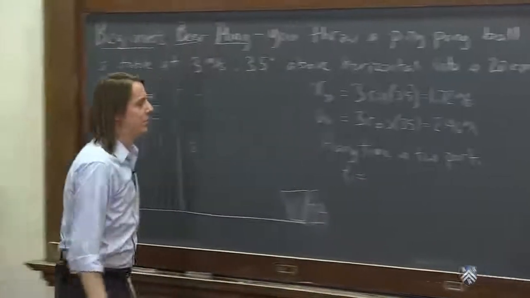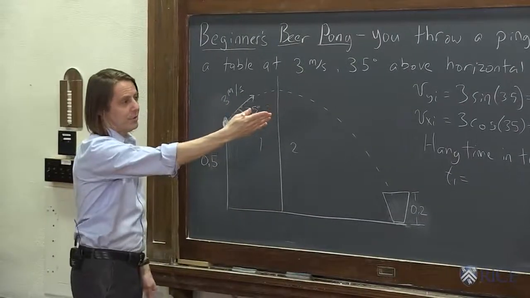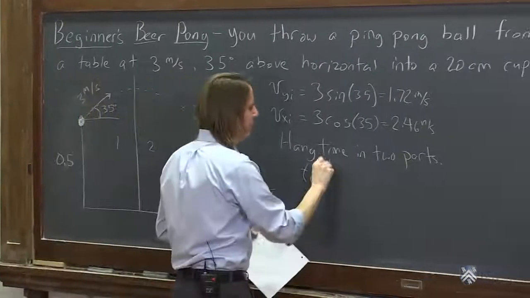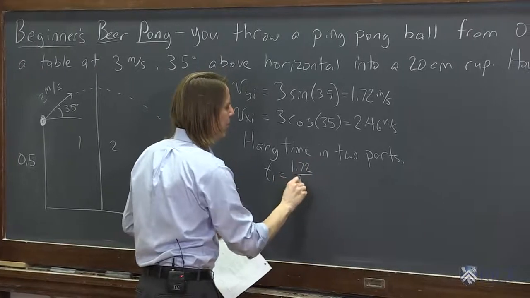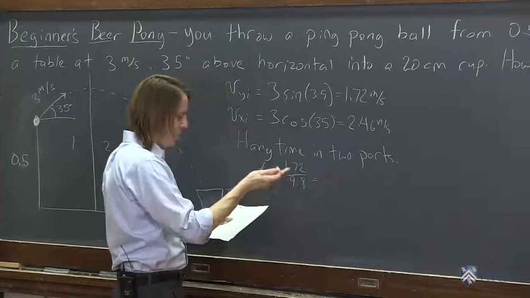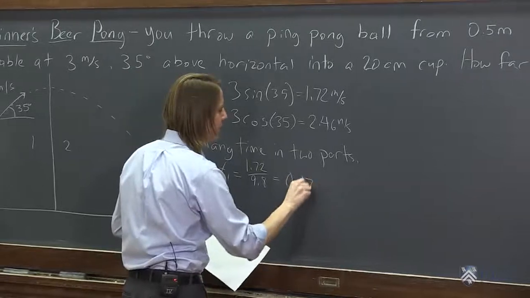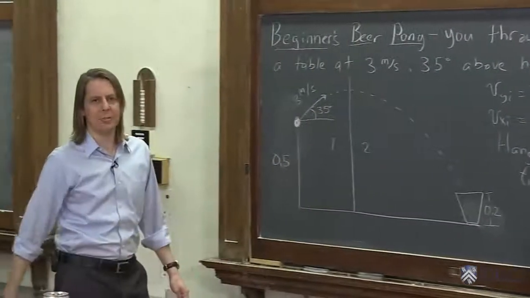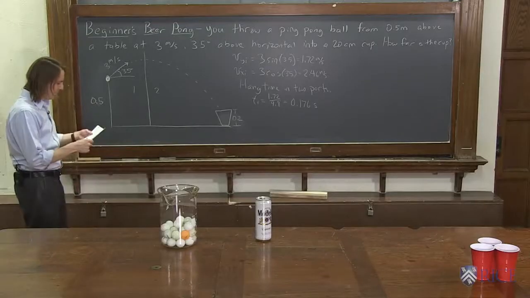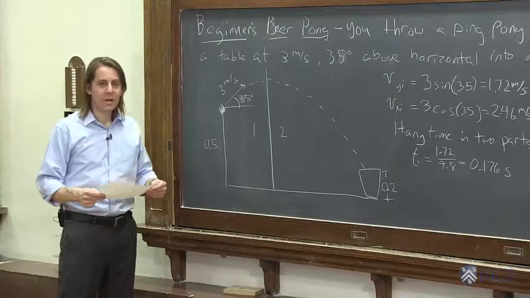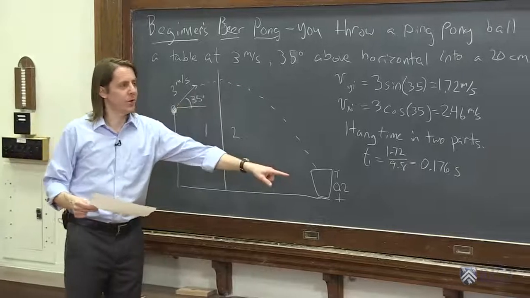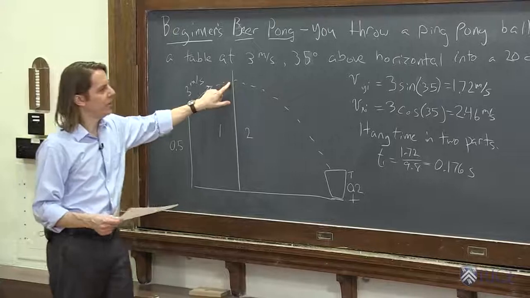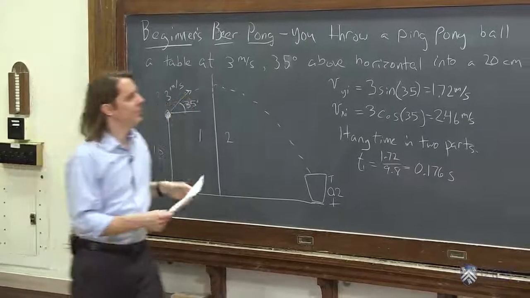T1 is simply this vertical velocity, 1.72, being reduced to 0 by gravity. So it's 1.72 over 9.8. So it took it about 0.176 seconds to go up. 3 meters per second might have been a little bit of an exaggerated throwing speed for beer pong. So now we need the time for the second part of the trajectory. So we look at that, and it starts actually at a height we don't know yet. It starts up here. So let's figure out how high it got for the second part.